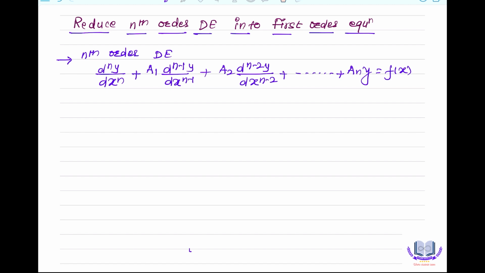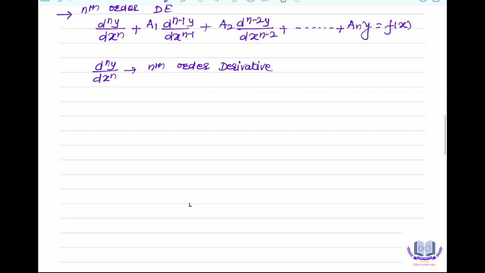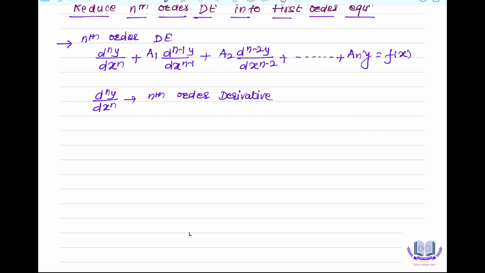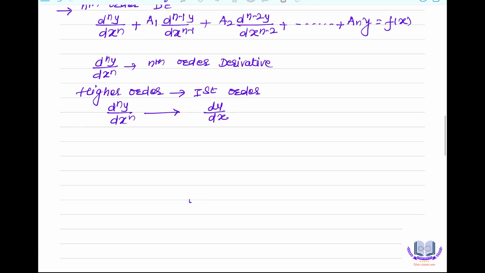Now, what is d^n y over dx^n? This is nth order derivative. Now, we have to change higher order, that is whatever the order is given, into the first order. What is first order? First order means dy over dx. Higher order is here d^n y over dx^n. Now we are going to convert this into dy over dx.